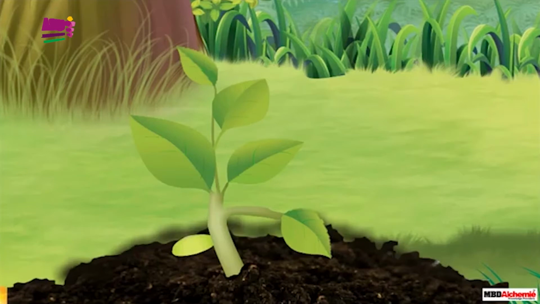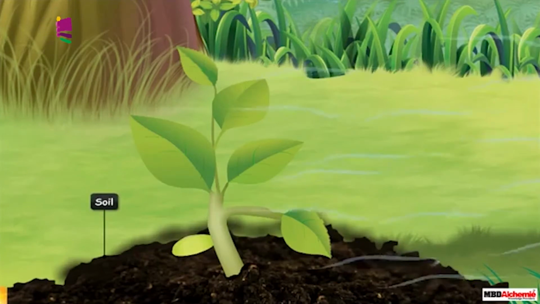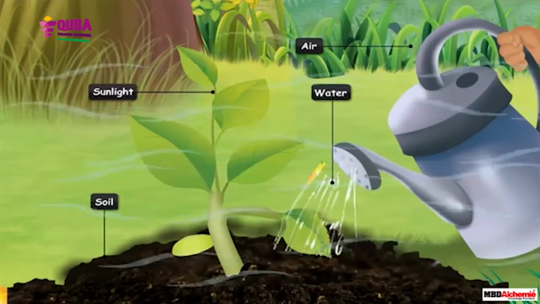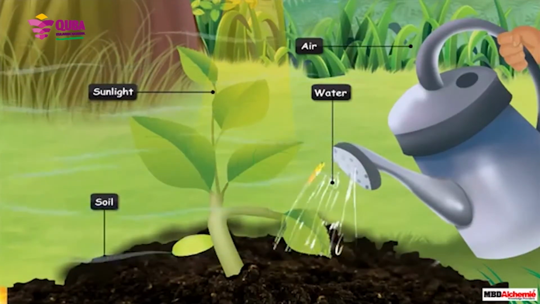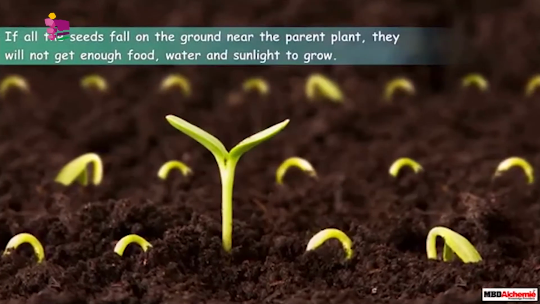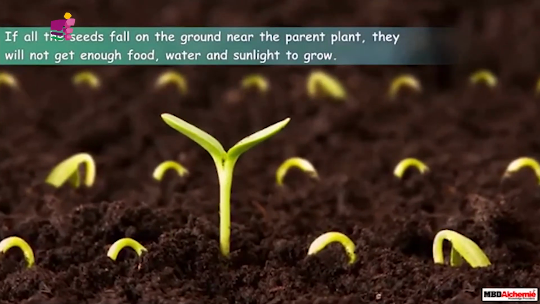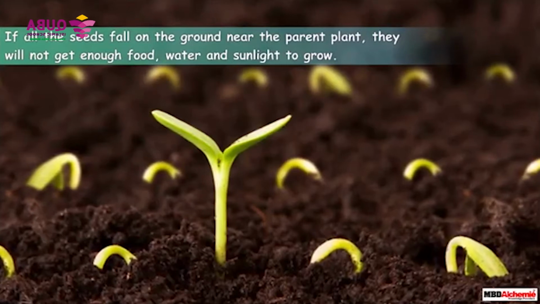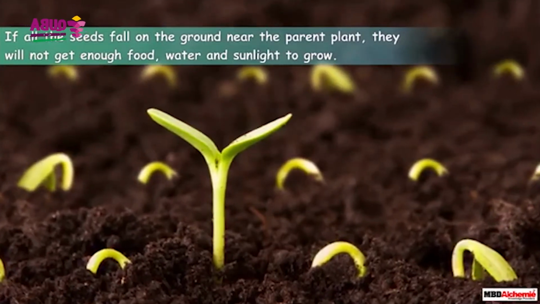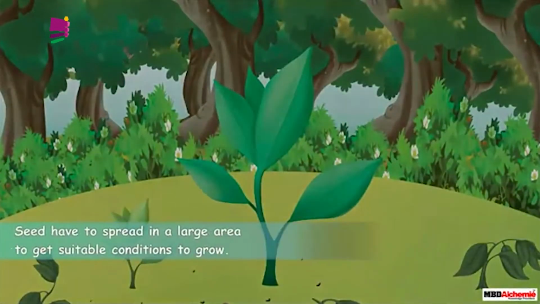Seeds need suitable conditions of soil, air, water, and sunlight to grow. If all the seeds fall on the ground near the parent plant, they will not get enough food, water, and sunlight to grow. So, seeds have to spread in a large area to grow well.